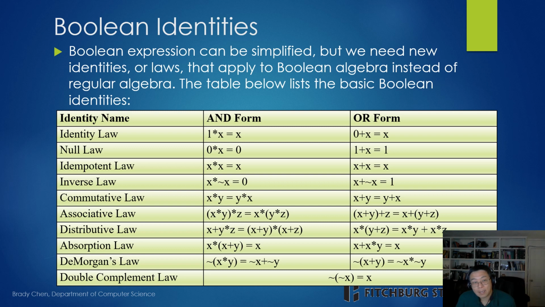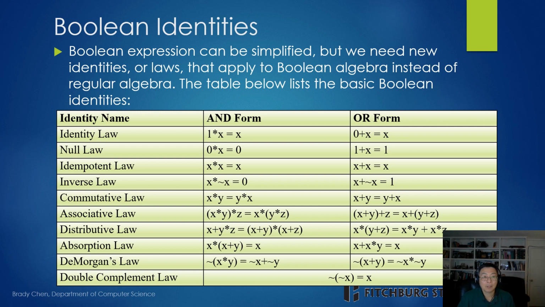In this slide, we were introducing the Boolean identities. This identity can be used in Boolean algebra. In general, in mathematics, an identity is a statement which is true for all possible values of its variable or variables.